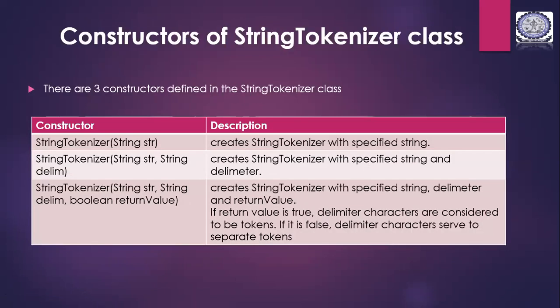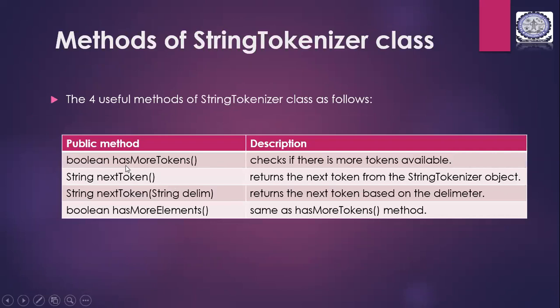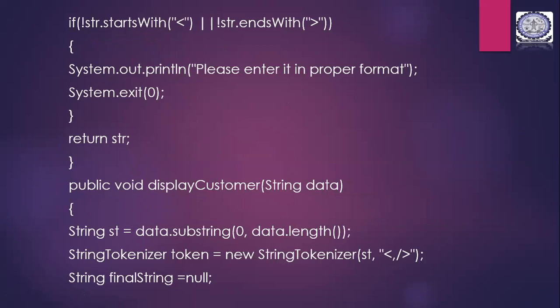So we are using the constructors here. So you see that the string and delim constructor is used in one part of the program here, and this string tokenizer is also used. And here we have used the boolean hasMoreTokens method here. So hasMoreTokens is used in this particular program, and nextToken is also used. Okay, you can see. Thank you.